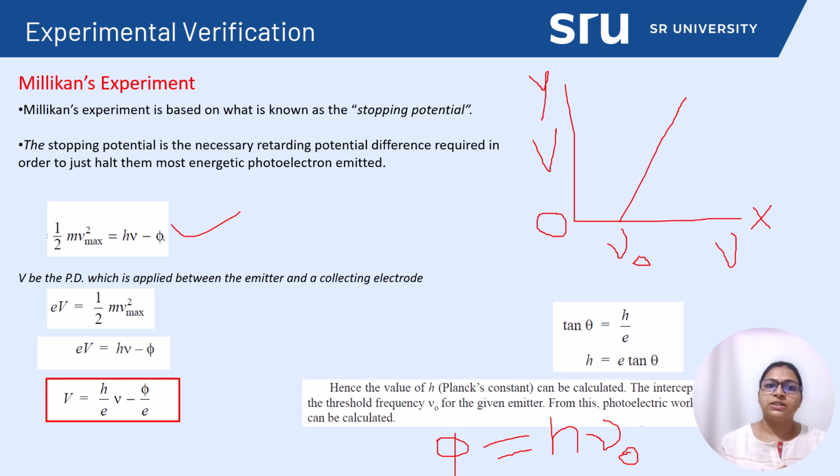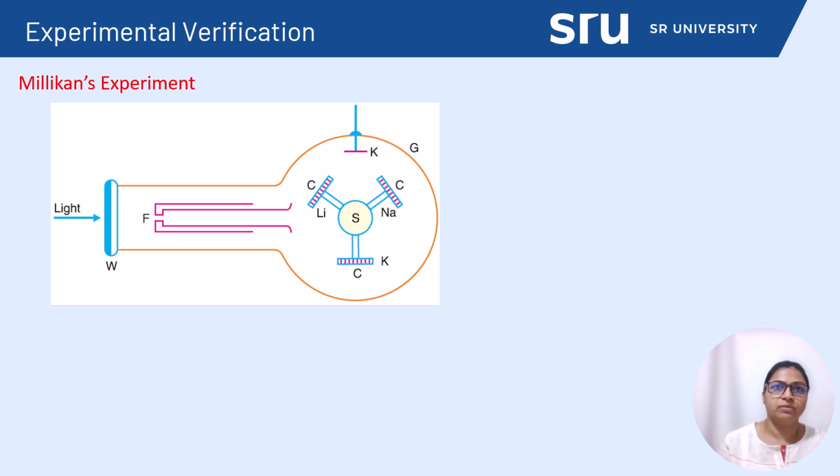So in this experiment, light is passing through here, and this is an evacuated tube. There are different metals like lithium, sodium, and potassium, and here is the connecting light. This is the window or passage of light.